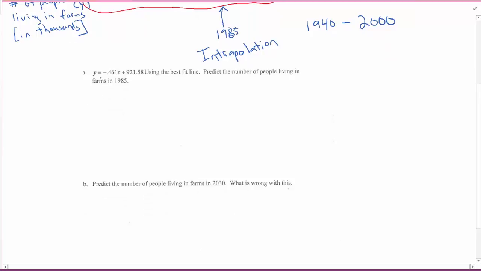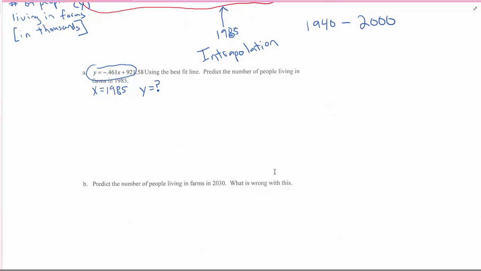So we have our equation, y equals negative 0.461x plus 921.58. And we want to predict the number of people living in farms in 1985. So in other words, we're told that x is 1985, and I want to know what y will be. We can certainly do this.